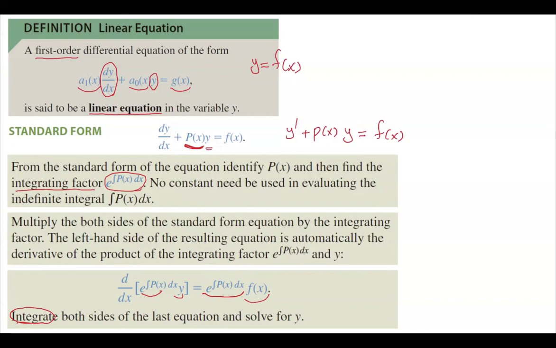So these are the general steps. Please make sure your a sub 1 of x cannot be equal to 0. Otherwise, we don't have division. So be careful about the domain when you're working with these types of equations. So these are the general steps in solving a linear first-order differential equation.